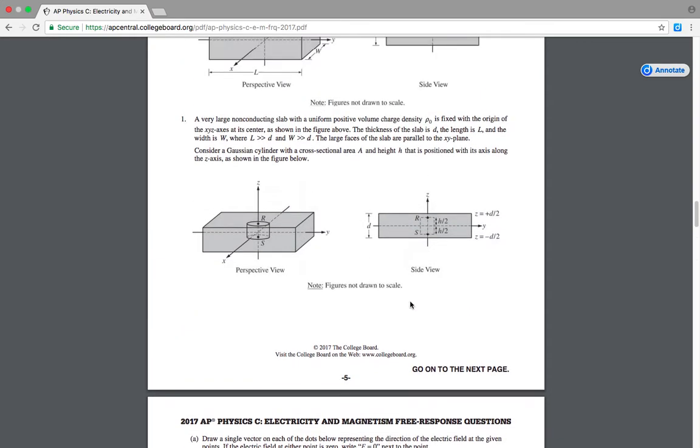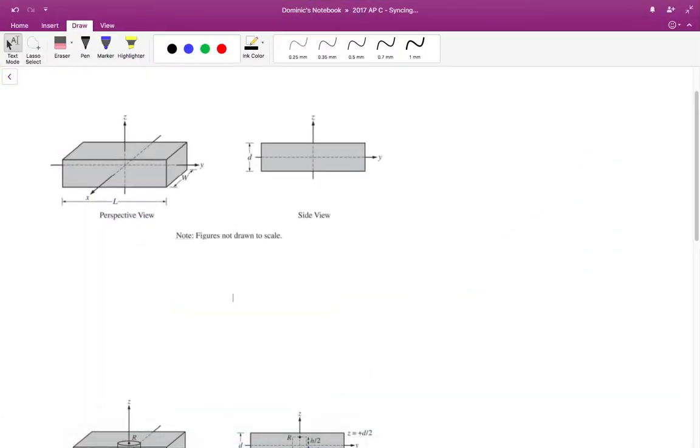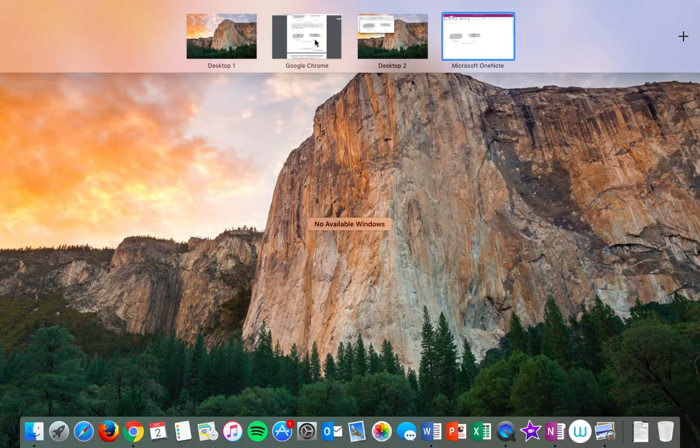Okay, so point R is above the middle of the slab, and then S is below the middle of the slab. And it has a positive volume charge density. Okay, so on this picture here, it looks like we have point R, and this was point S. Point R and point S. Just to make sure here, yep, point R and point S.